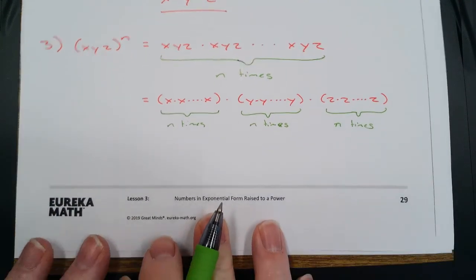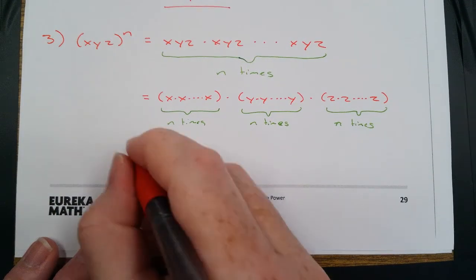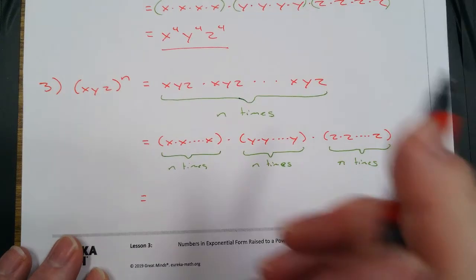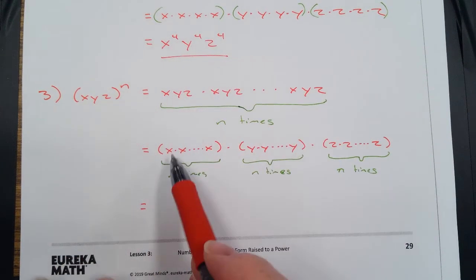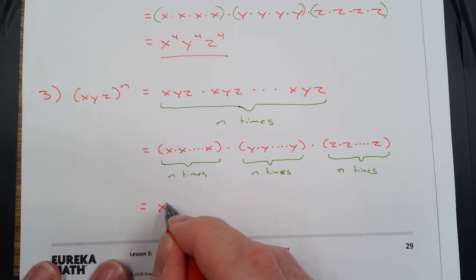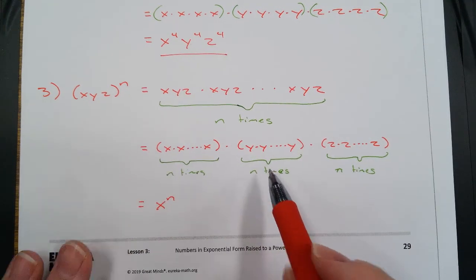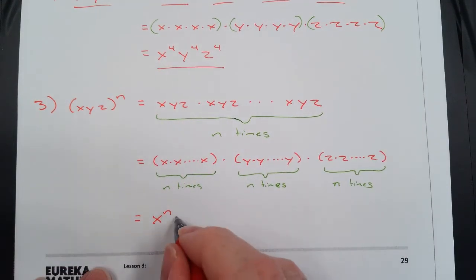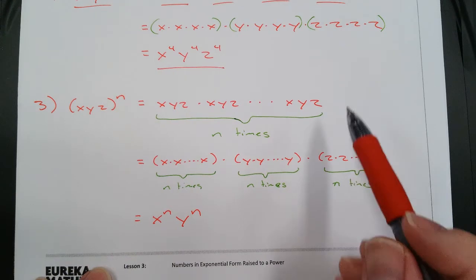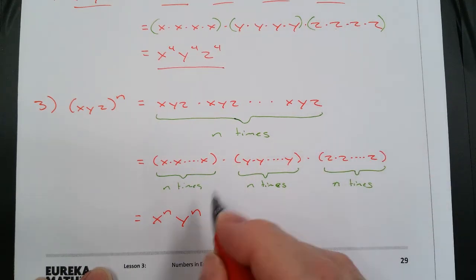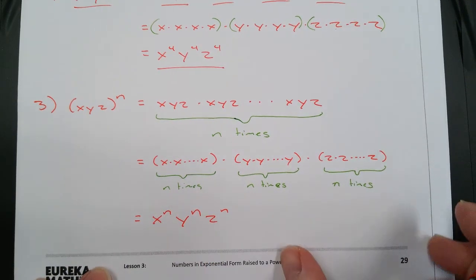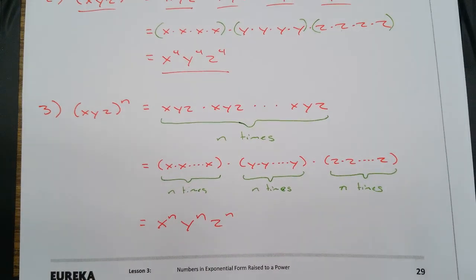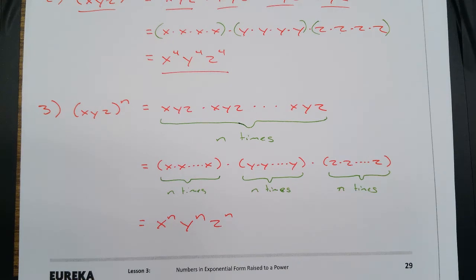And once the pieces get repeated, you can see, well, this, like in number 2, was x 4 times. In this one, it's just x n times. In number 2, it was y 4 times. In this one, it's y n times. Number 2, it was z 4 times. This time, it's z n times. And that's how you prove how to go from one to another. You just have to stretch it out.